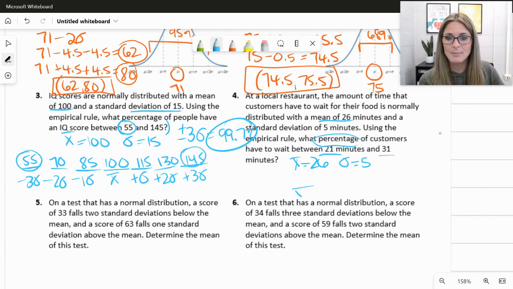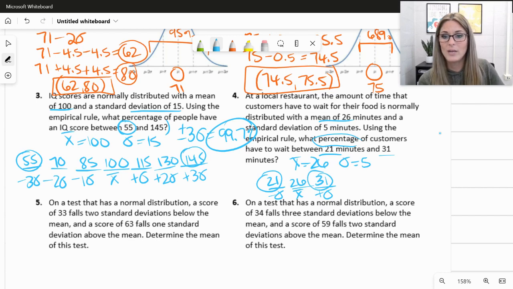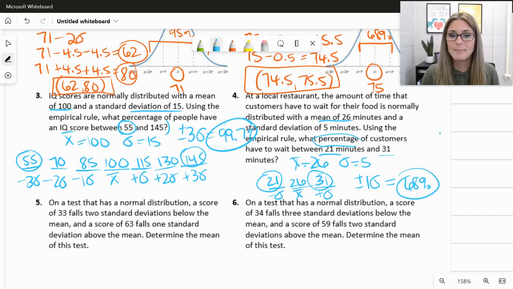So I like to do the same thing. I like to sketch it out. Our mean is 26. If we subtract a standard deviation of 5, that's 21. Oh, that's what I need. Let's check the other side. Adding one standard deviation, 26 plus 5 is 31. So we had to add or subtract one standard deviation away from our mean to get those values of 21 and 31. One standard deviation away on each side encompasses 68% of our data.